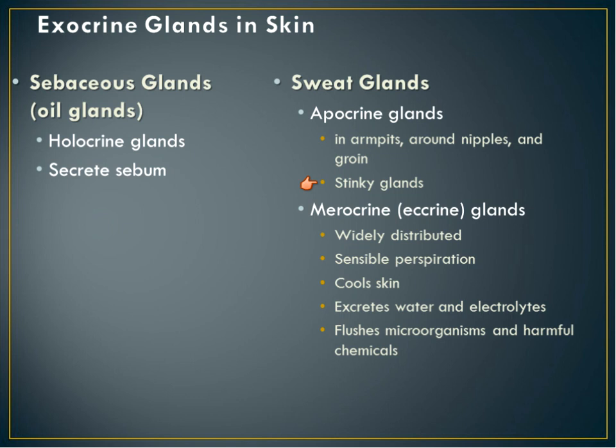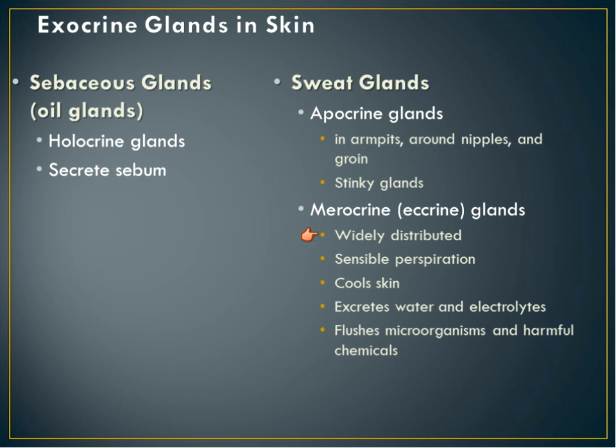We find apocrine glands in your armpits, around your nipples, and your groin, your stinky places that have a tendency to get stinky. Interestingly enough, it's those places that people are attracted to or not attracted to. Your pheromones come from these different glands.